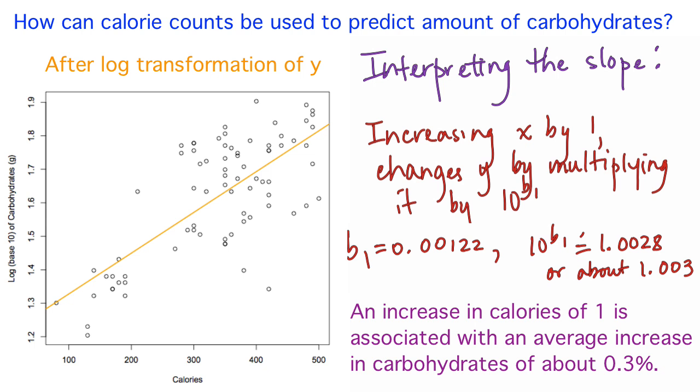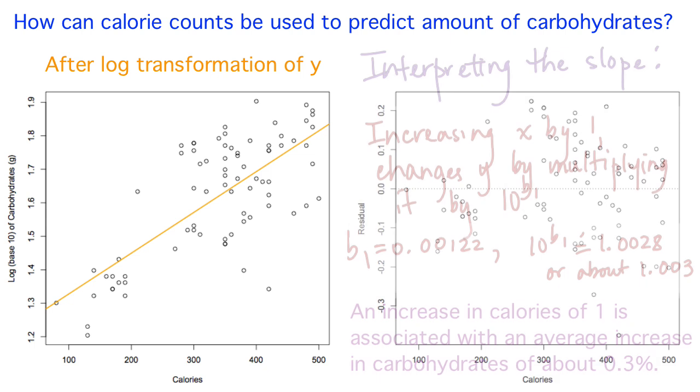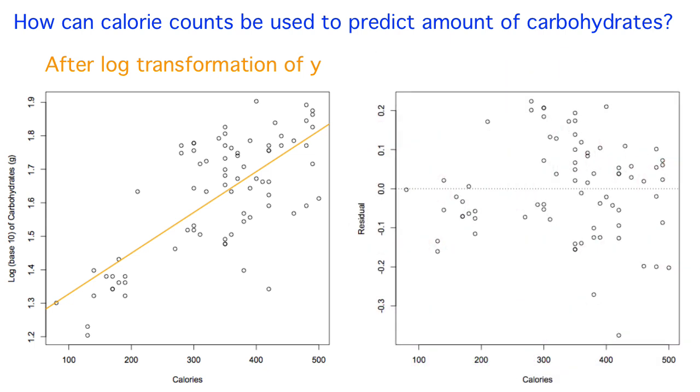As is often the case with real data, there is a little more to the story. Here's the scatterplot and residual plot for our model using the log transformation of the amount of carbohydrates. As we noted earlier, the residual plot is not quite symmetric about 0. The positive residuals are at most just over 0.2, but the negative residuals have a couple of values that are much smaller than negative 0.2. One's even smaller than negative 0.3.